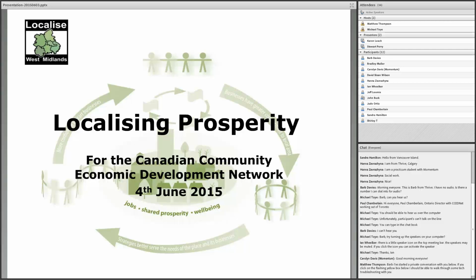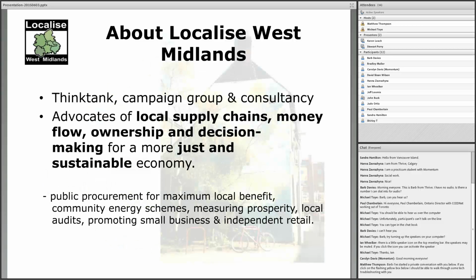So I'm just going to trot through the research that we've done and some of the thinking behind it and some of our guidance and good practice, and then go on to what we're thinking of doing next.